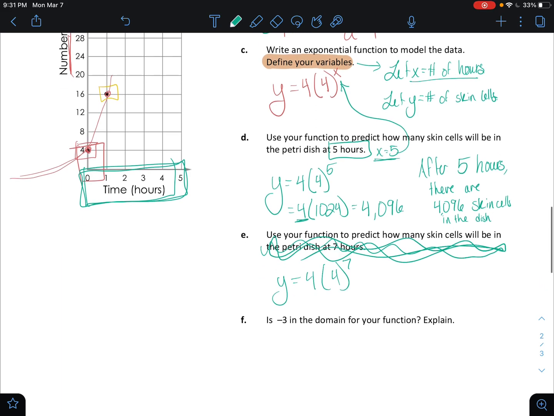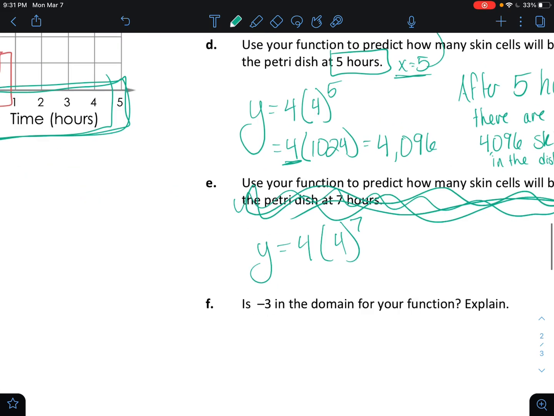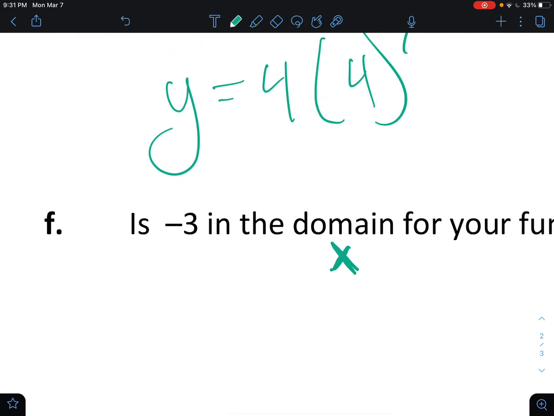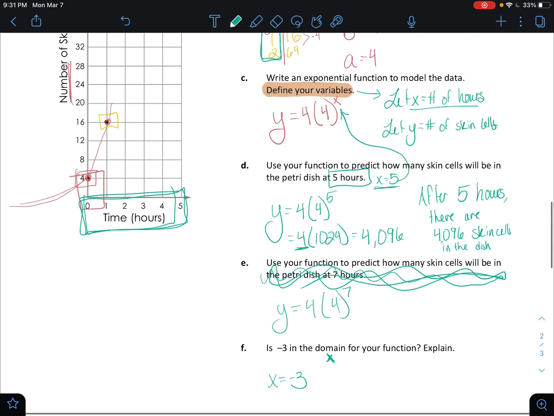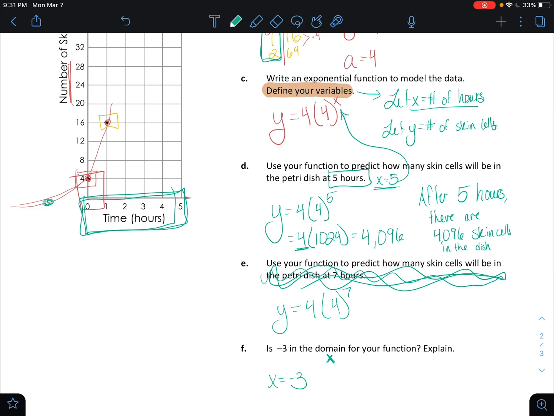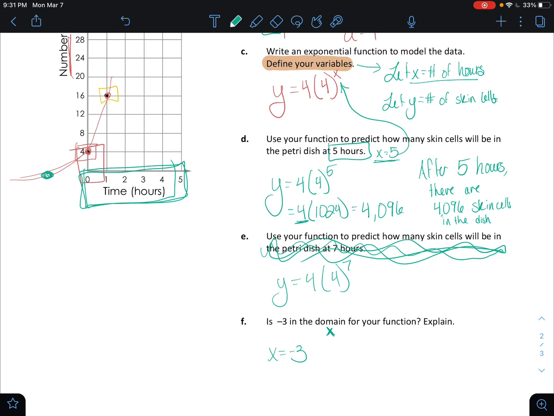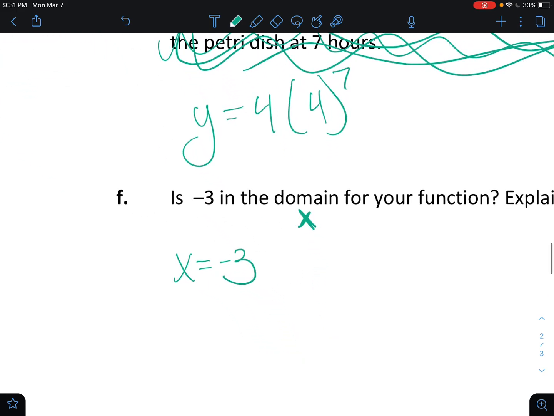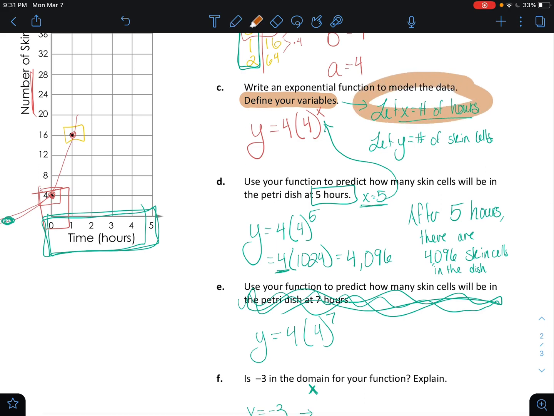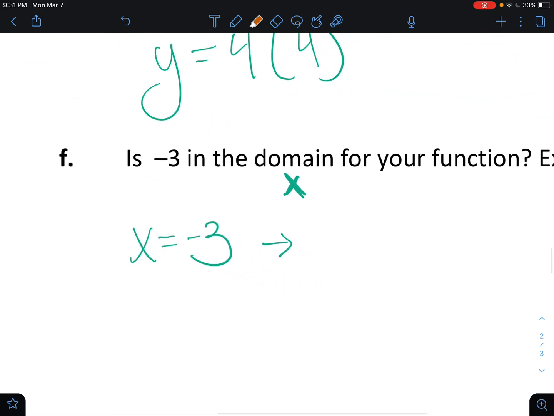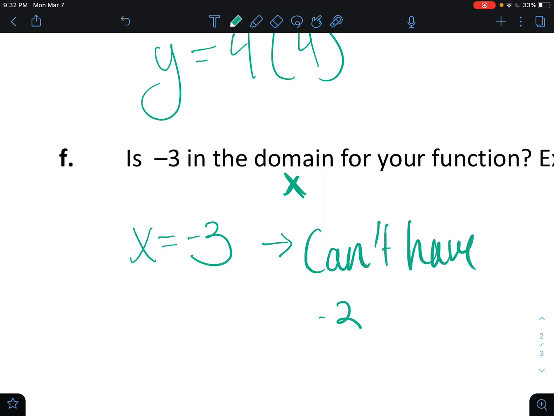And then letter F says, is -3 in the domain of your function? So remember, domain is your x's. So that really just says, could I have an x value of -3? So that means, could I go up here to my graph and plot something at -3, which would be like over here. Hopefully you're thinking, I don't think so. You're right. Okay, we could not have an x value of -3. That's because we said our x's were the number of hours. If you think back up here, we said our x's were the number of hours. So I can't have -3 hours.